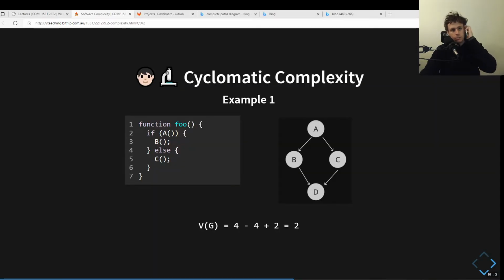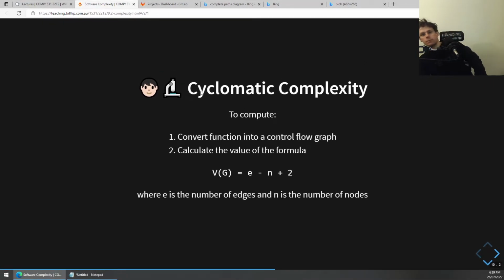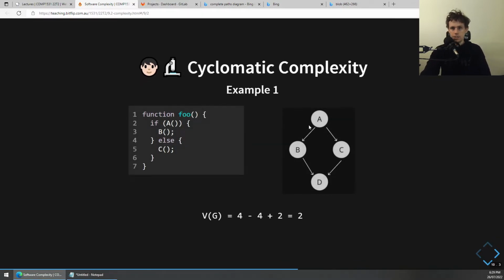And what the cyclomatic complexity formula says is that if you do E minus N plus 2, how many edges do we have here? Well, we've got how many lines? 1, 2, 3, 4. So that's 4. How many nodes do we have? 1, 2, 3, 4. That's 4. So E minus N, 4 minus 4, plus 2 is equal to 2. So the cyclomatic complexity of that piece of code is 2. The higher the number, the more complex the code is, right?